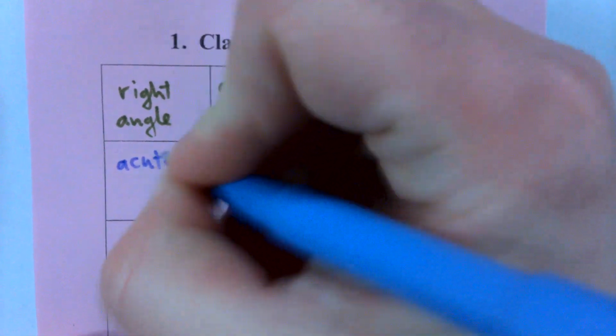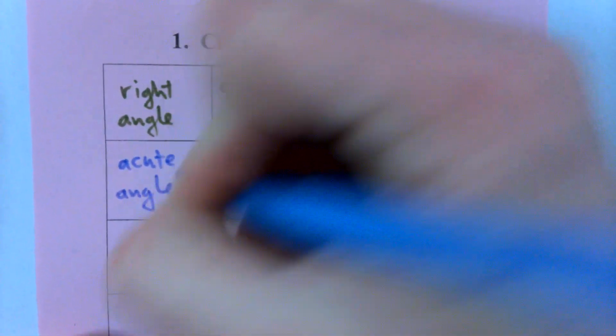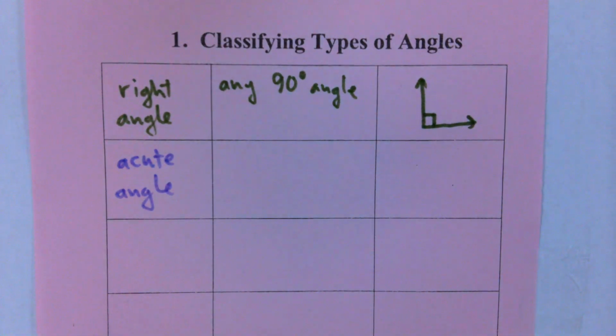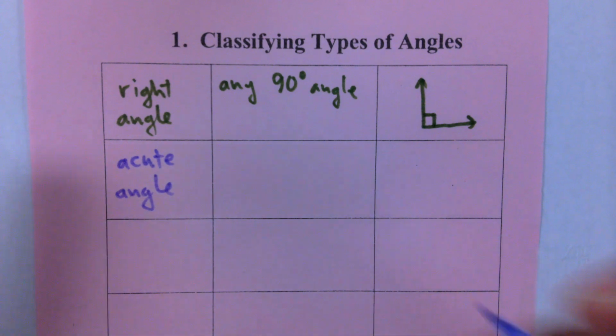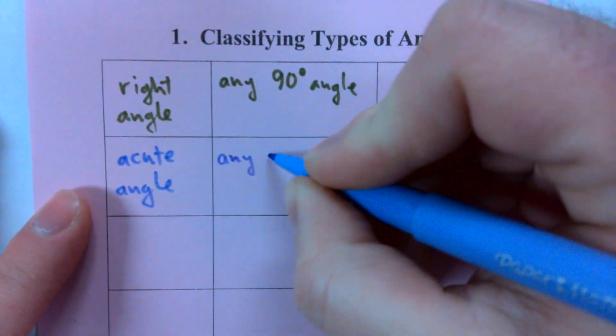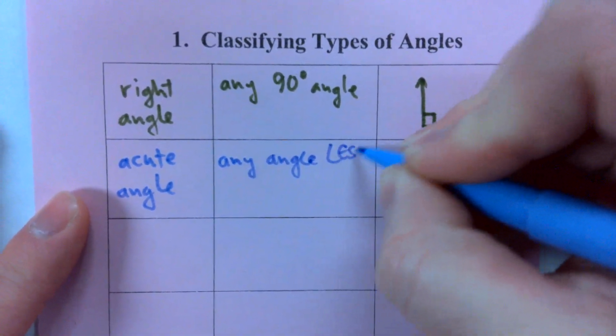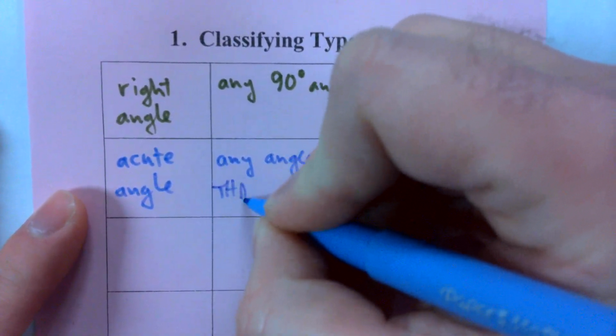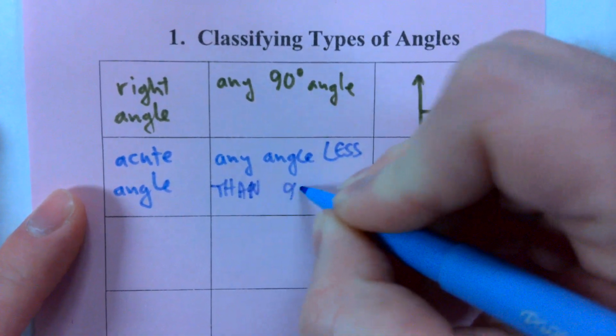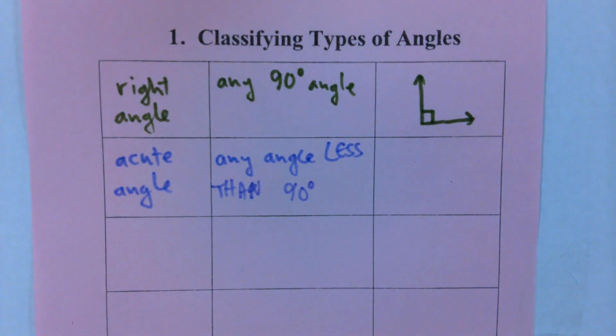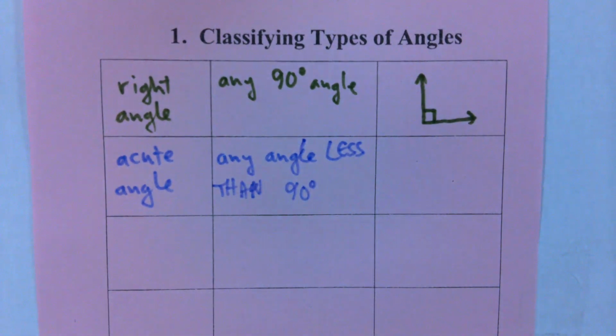After a right angle, we of course have an acute angle. Someone help me out. What's an acute angle? Yeah, Jordan. An angle less than 90 degrees. That's right. Any angle less than 90 degrees. Any angle less than 90 degrees.